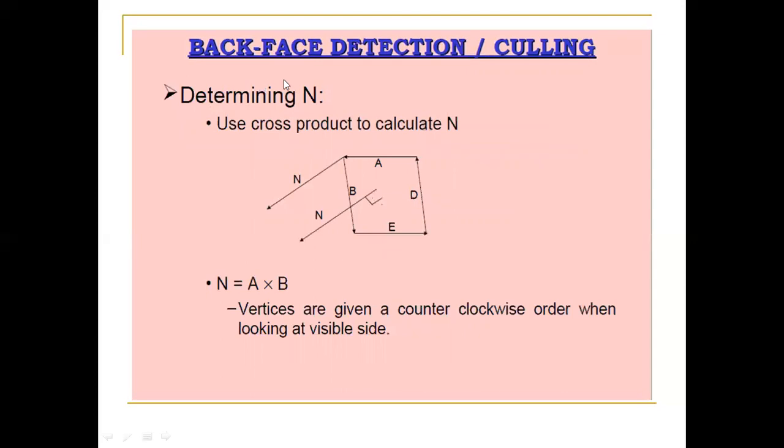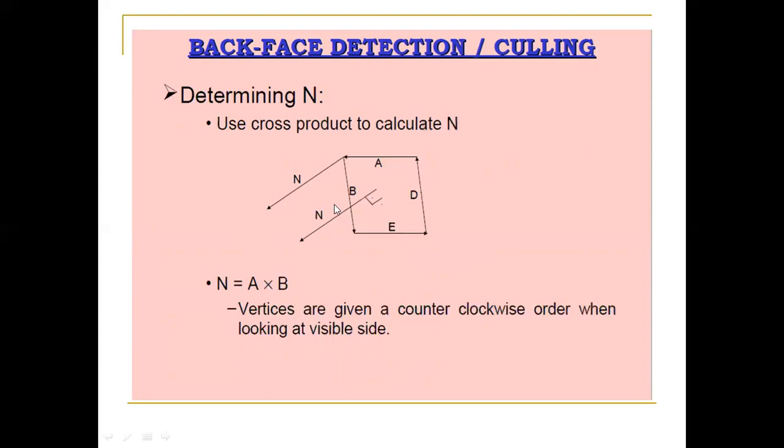Now, to determine N, we use the cross product. How to calculate this normal vector? To calculate the normal vector, we calculate the cross product. The normal vector N is nothing but the cross product of two vertices which are taken in anti-clockwise direction. Consider a polygon surface here. It has four vertices A, B, D, E.